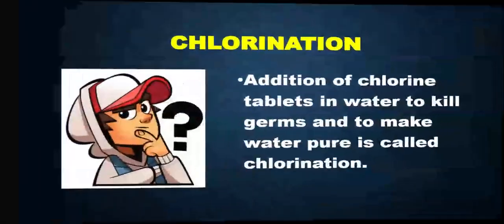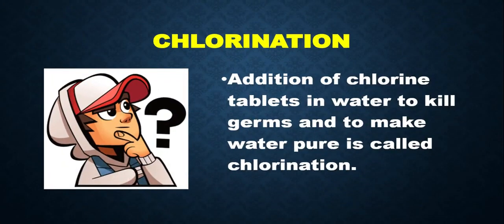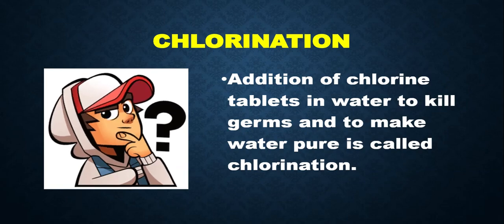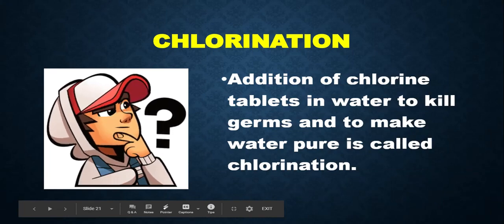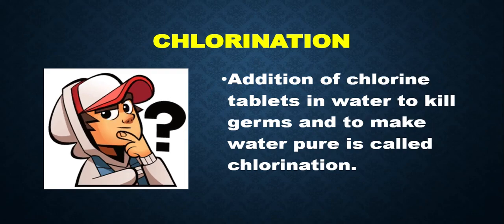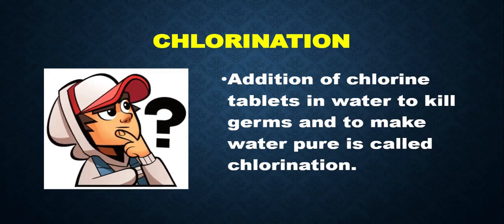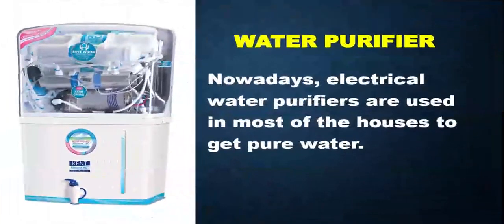The next method of water purification is chlorination. Children, the addition of chlorine tablets in water to kill the germs and make the water pure is called chlorination. So this is also one of the ways to purify and get drinking water. Children, we can also purify water through water purifiers, which is the most convenient way. Nowadays, everyone has a water purifier at home, so that we can get clean drinking water and stay healthy.